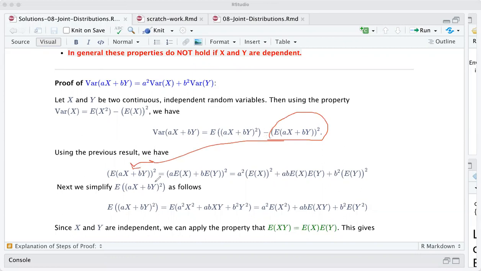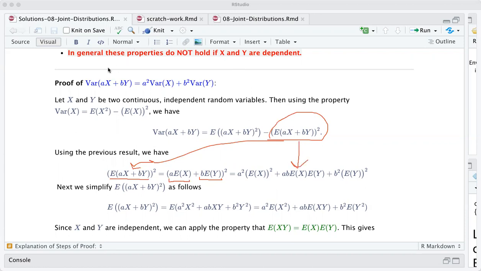We can use this property that we just proved up above on the inside. If I want to calculate the expected value of ax plus by, we just proved that that equals a times the expected value of x plus b times the expected value of y. Now we square this term, and that's going to give me a squared times the expected value of x squared, plus ab times the expected value of x times the expected value of y, plus b squared times the expected value of y squared. We just distribute this out when we square it. So that takes care of the second term over here.